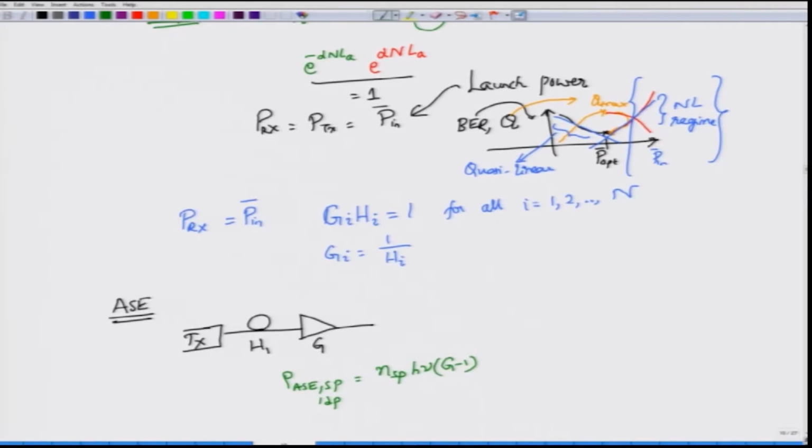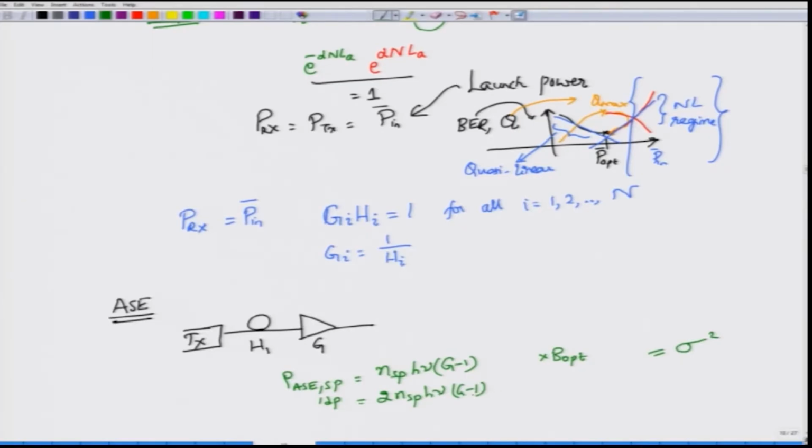N_sp h nu (G minus 1), this was the power spectral density. If you multiply this by the optical bandwidth B_op, you are going to get the total noise component, the noise power or the noise variance. This is what you would have obtained for a single amplifier. For dual polarization, instead of 1 N_sp you get 2 times N_sp because there are 2 polarization modes, but the power spectral density at this point is still given by 2 N_sp h nu (G minus 1).